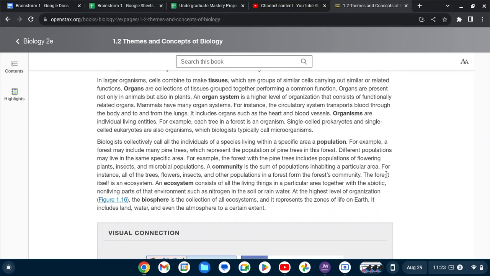Mammals have many organ systems. For instance, the circulatory system transports blood through the body and to and from the lungs. It includes organs such as the heart and blood vessels.